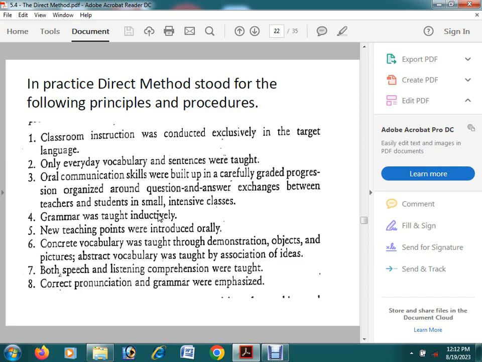Classroom instruction was conducted exclusively in the target language, which we have said earlier. Only everyday vocabulary and sentences are taught. Everyday vocabulary. What is our target? That means we want to make the learner efficient in oral communication. So vocabulary will be there, but only for day-to-day activities. That means you are supposed to purchase some things in an English-speaking country. So what would be the way?